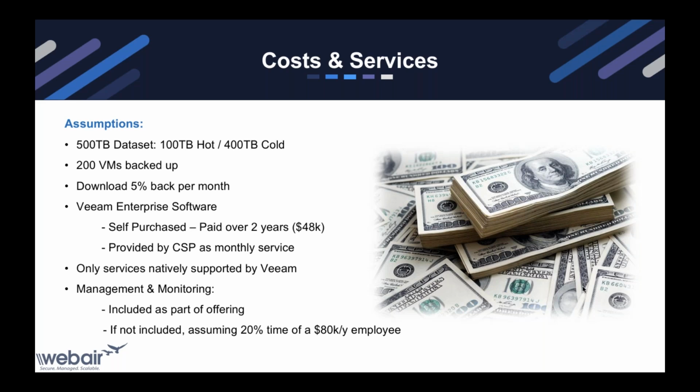Let's use Veeam software, enterprise software, as the data mover. And let's compare a customer buying the software themselves, perpetual, which for about 200 VMs, let's say is $48,000, and let's say you're going to pay it off over 2 years, or the software provided by a provider like Webair. Because we're using Veeam in this example, we're only going to use cloud platforms that are supported by them as a data mover. So we're not even going to look at Google because they're not supported.